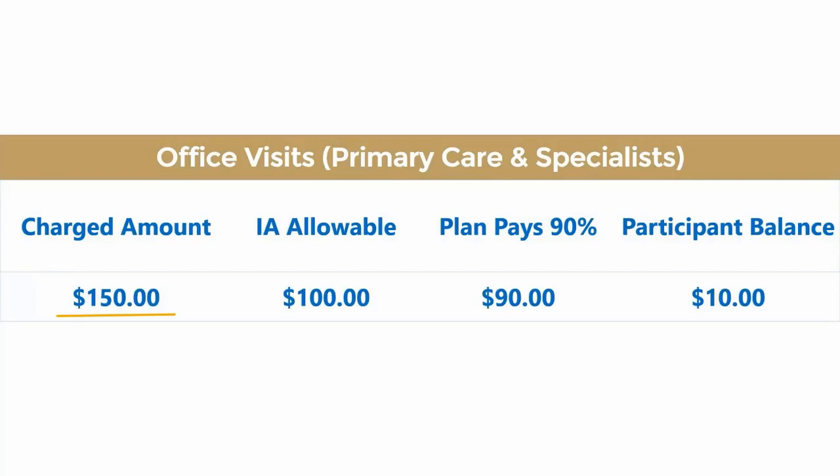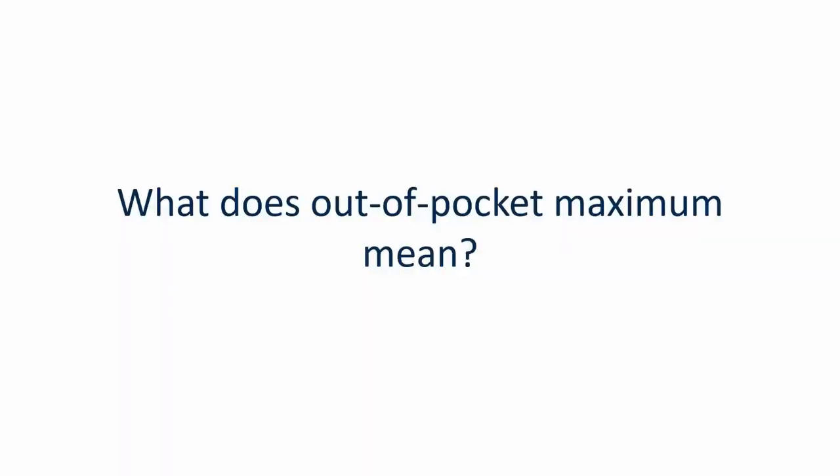What Blue Cross or Independence Administrators allows for, and they always negotiate, they don't ever pay the doctor what they ask for. So let's say the doctor charges $150, Independence allows $100. In a 90-10, the plan's going to pay $90. You as the participant are going to get a bill for the $10 balance. That's your coinsurance. I mentioned the out-of-pocket maximum.